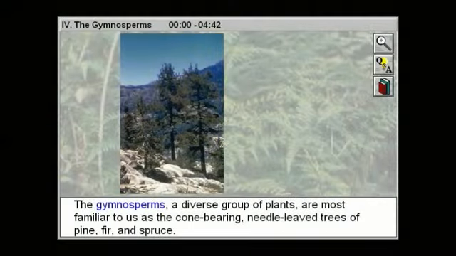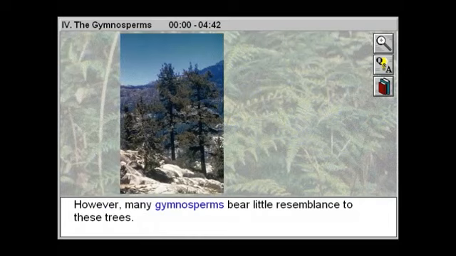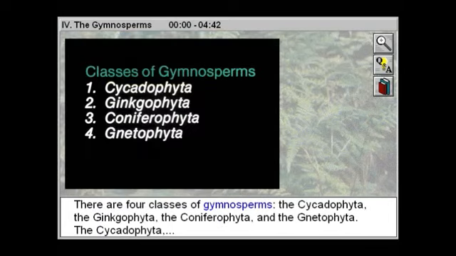The gymnosperms, a diverse group of plants, are most familiar to us as the cone-bearing, needle-leafed trees of pine, fir, and spruce. However, many gymnosperms bear little resemblance to these trees. There are four classes of gymnosperms: the Cycadophyta, the Ginkgophyta, the Coniferophyta, and the Gnetophyta.